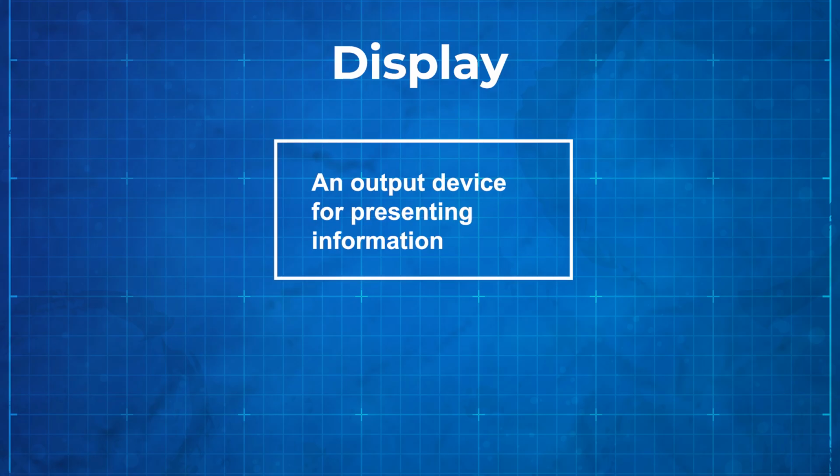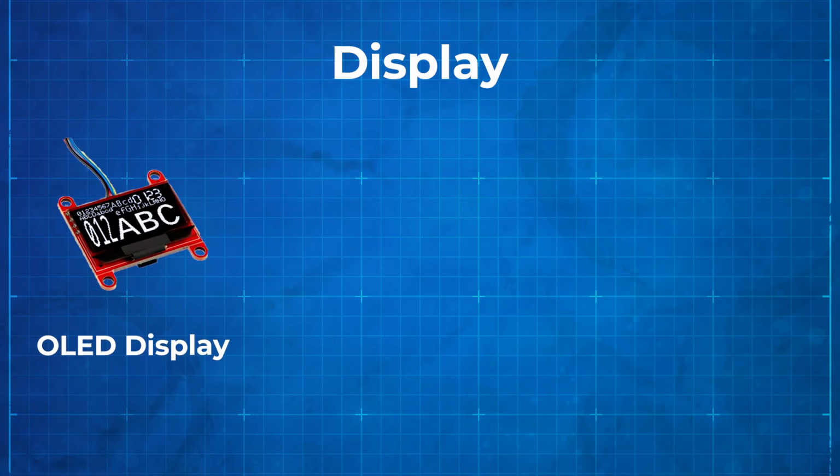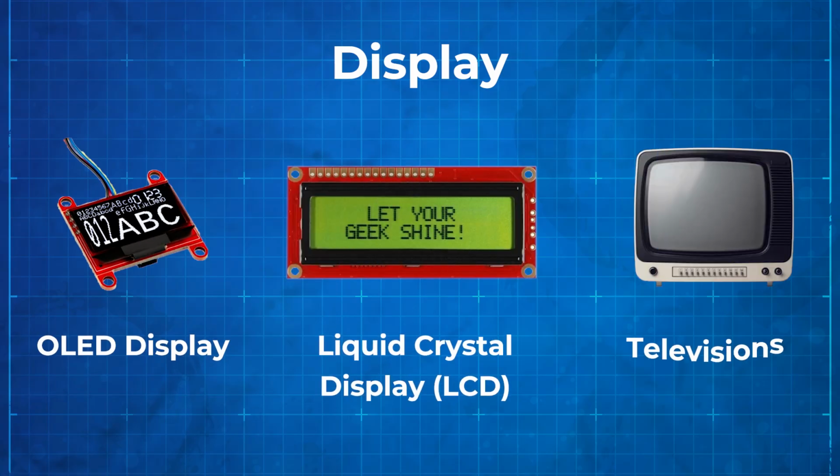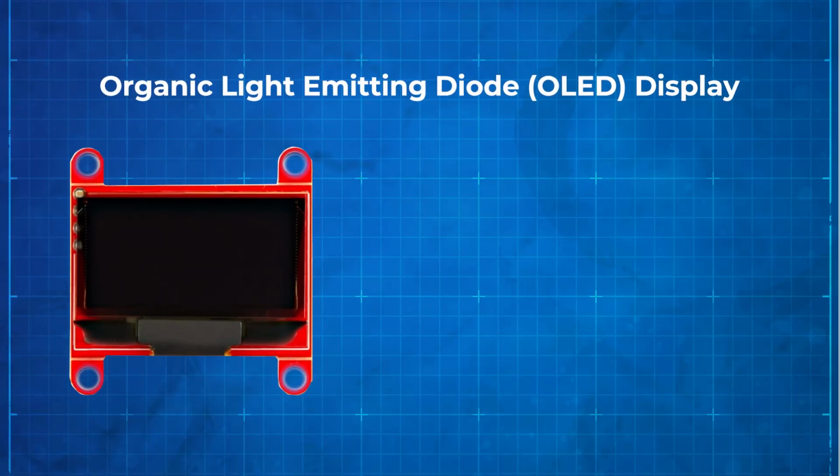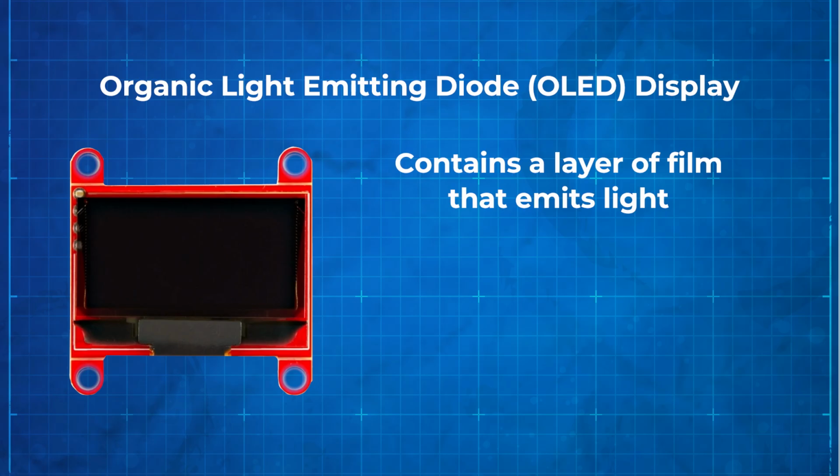There are many types of displays, from OLEDs to LCDs to old cathode ray tube televisions. Even LEDs could be considered a very simple form of display. The display that comes in your kit is an OLED, which stands for Organic Light Emitting Diode. It contains a layer of film that emits light in response to an electric current.